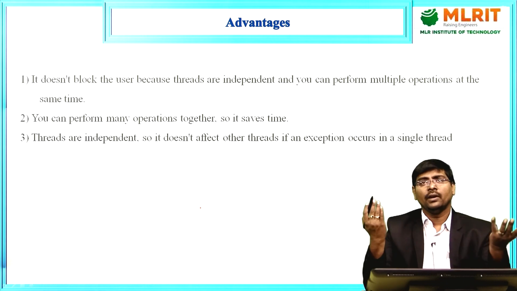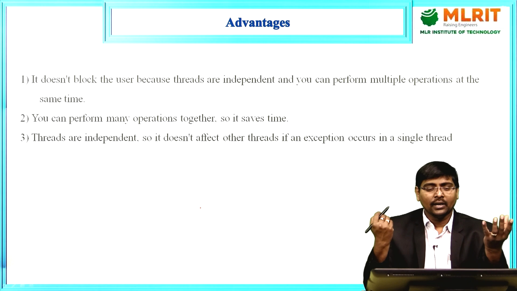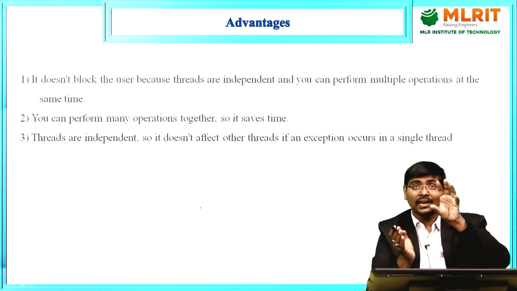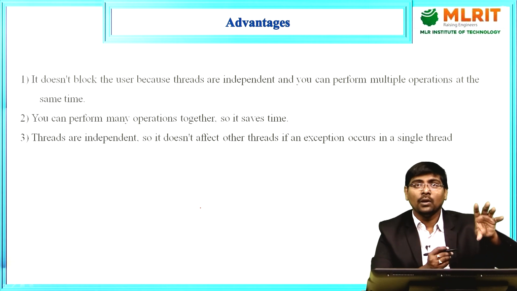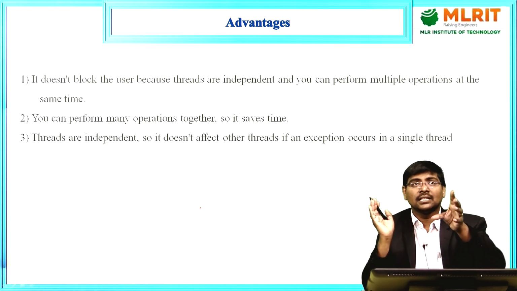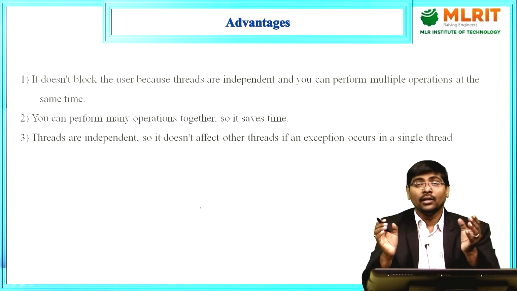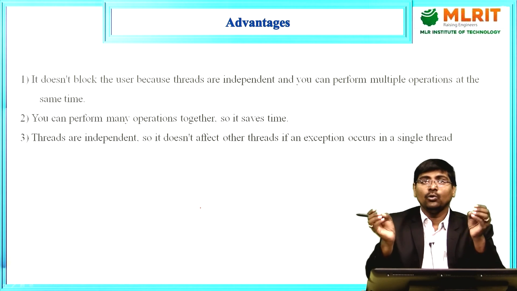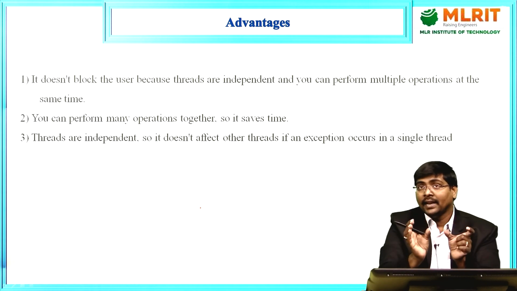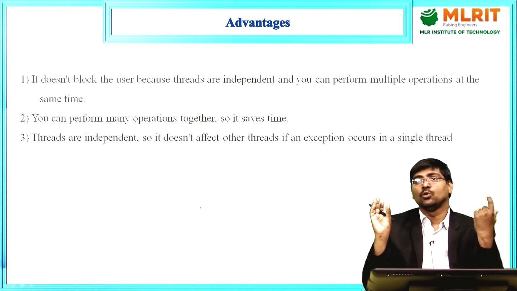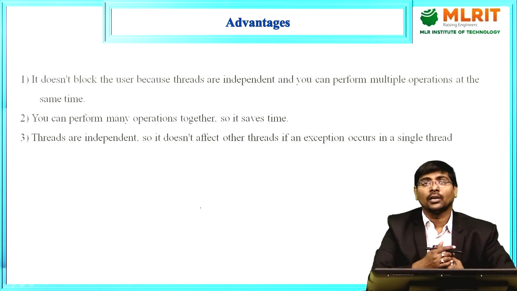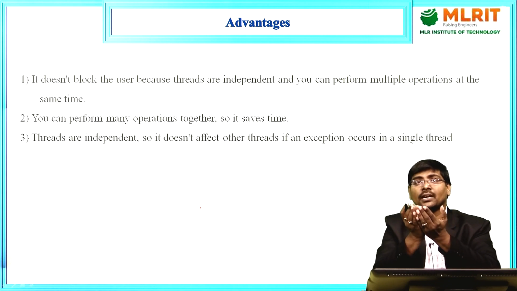Now, we know the advantages. What are the advantages? I already said threads are independent. That means if there is a problem in one thread, it does not affect another thread. And each and every thread has its own memory along with a shared memory. So, at a time, two threads are executed simultaneously, multi-threading. That means the speed of operation increased. That is, execution time is very less.